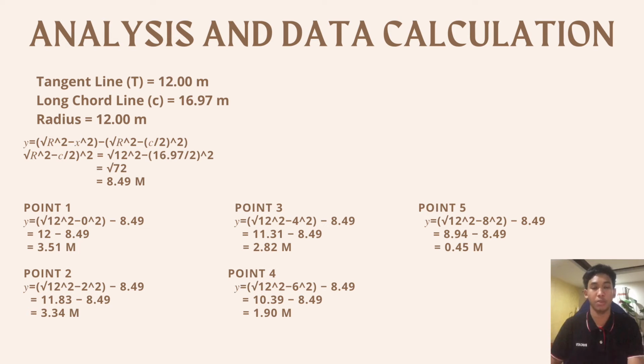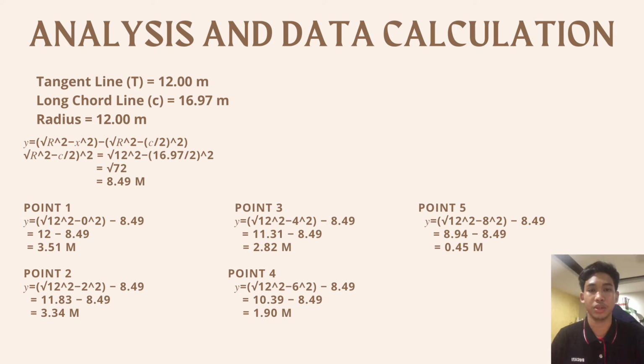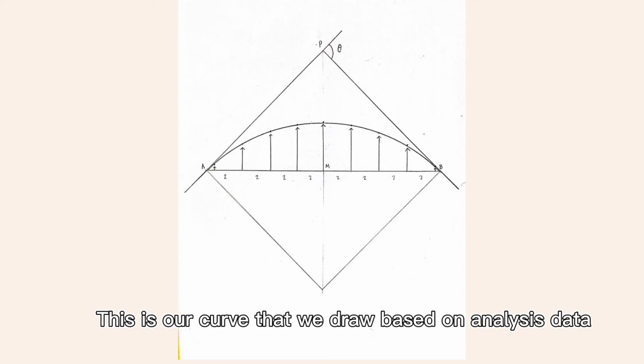For point number 5, we got y equals square root of 12 square minus 8 square, minus 8.49, so we got 8.94 minus 8.49, and we got 0.45 for point 5. So that's all from me. Thank you. This is our curve that we draw based on analysis data.